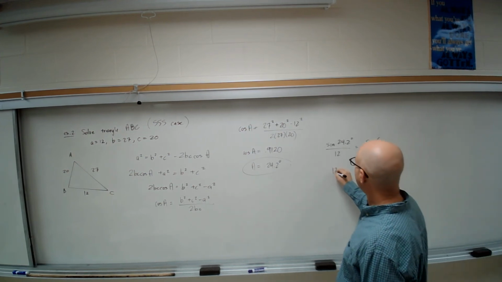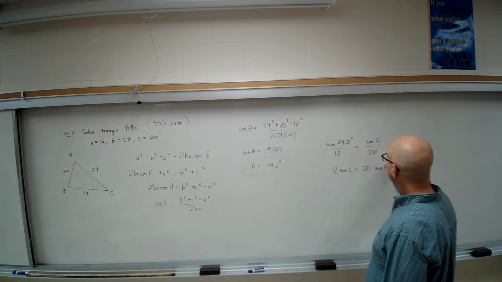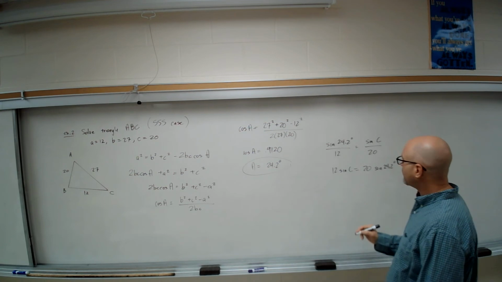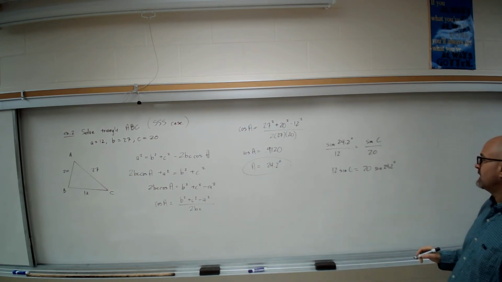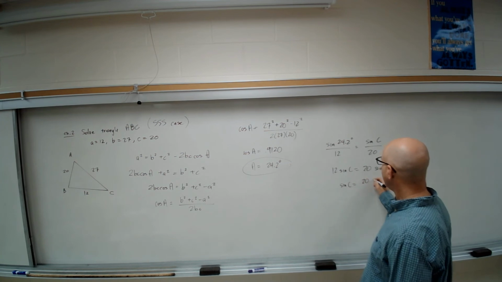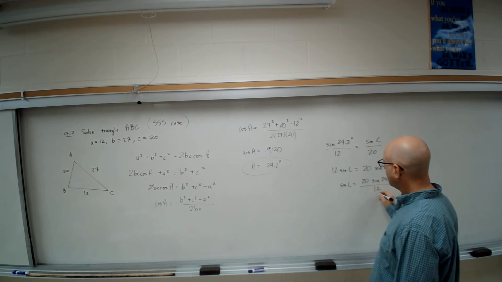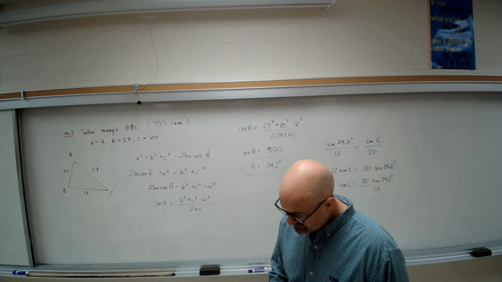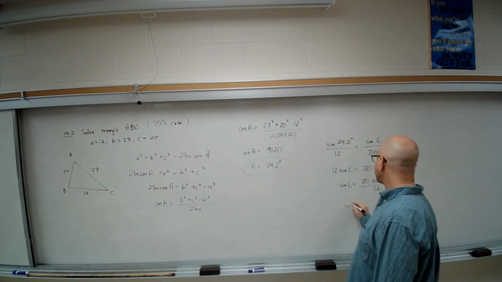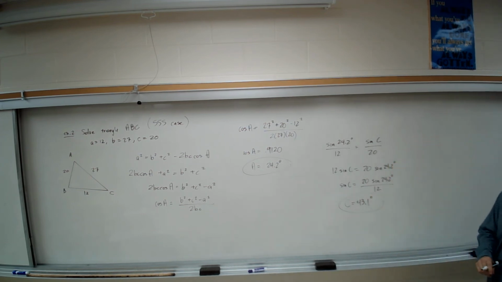So 12 times the sine of C is 20 times the sine of 24.2. So we get the sine of C is whatever that number is. Then we do our inverse sine function, and we get that C is 43.1 degrees. Okay, so we found that next angle.